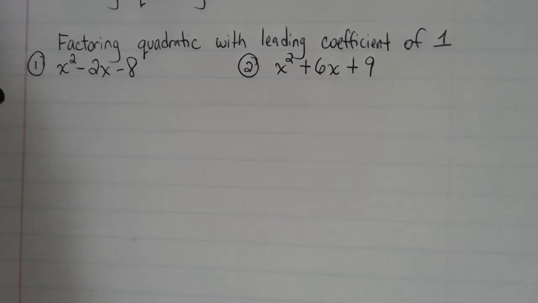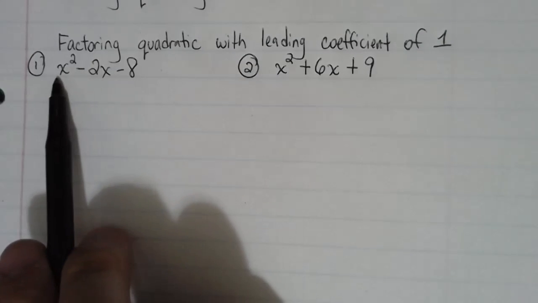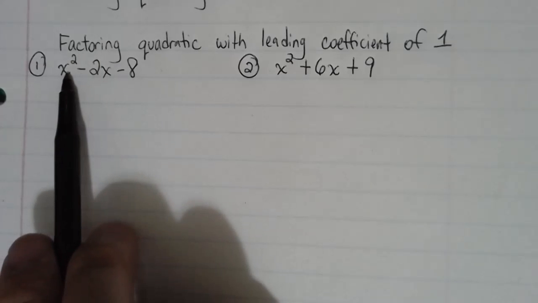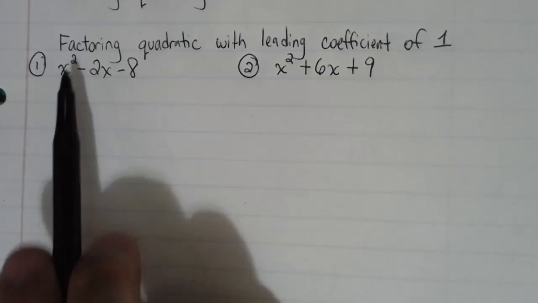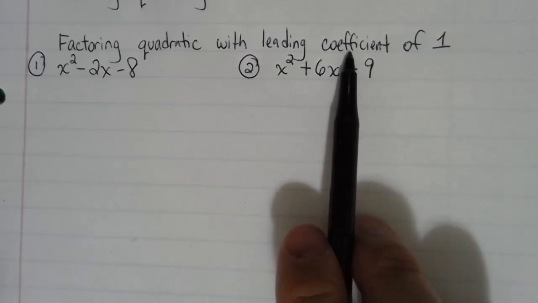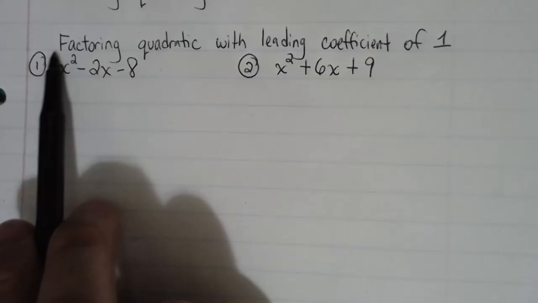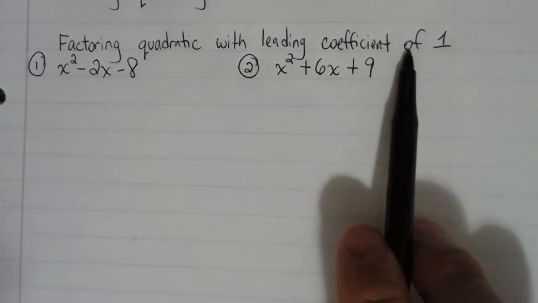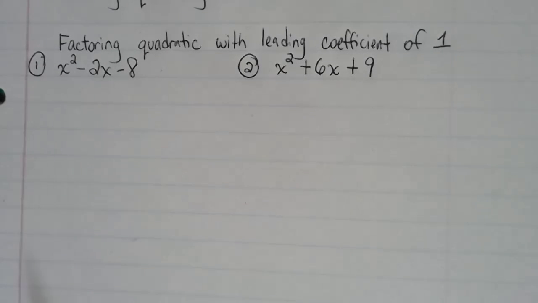In this video, we are going to talk about how to factor a quadratic with the leading coefficient of 1. A quadratic is an algebraic expression with the highest power of 2. The leading coefficient is the number in front of x squared. In this case, it's a 1. You don't see it, but it is a 1. It's understood and implied. So, how do we factor this?